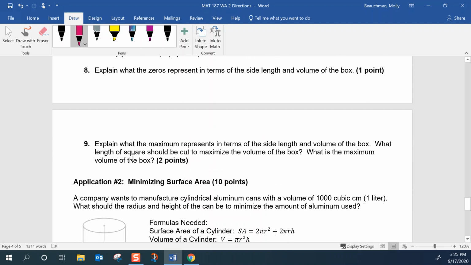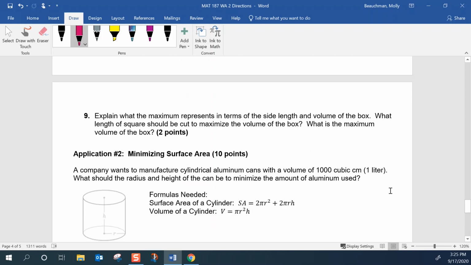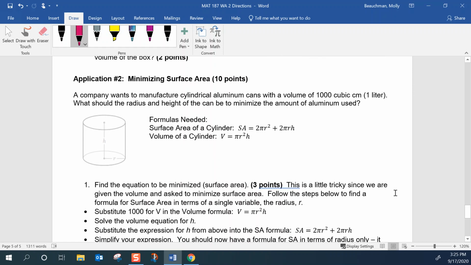Then you'll find the maximum. You're going to use Desmos to do this and explain what that maximum represents. So you're going to end up graphing a cubic polynomial, and then identifying from your cubic the features of the box. All right, I hope that gives enough hints for the first application.